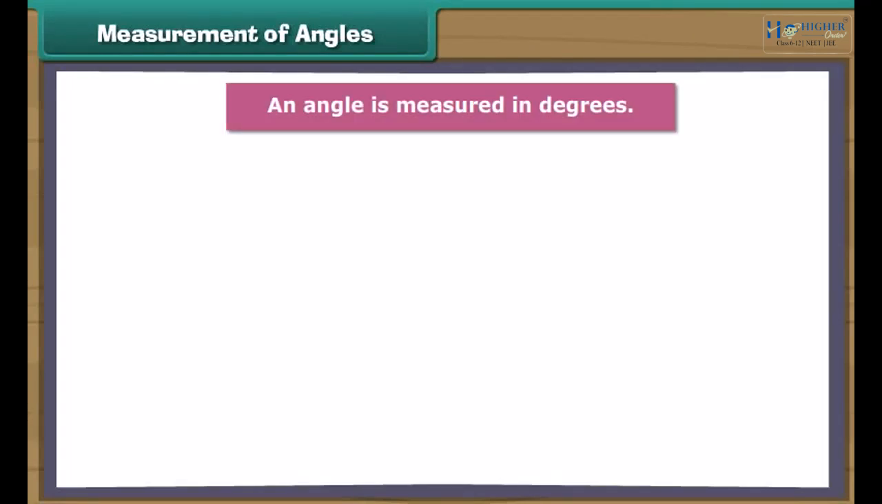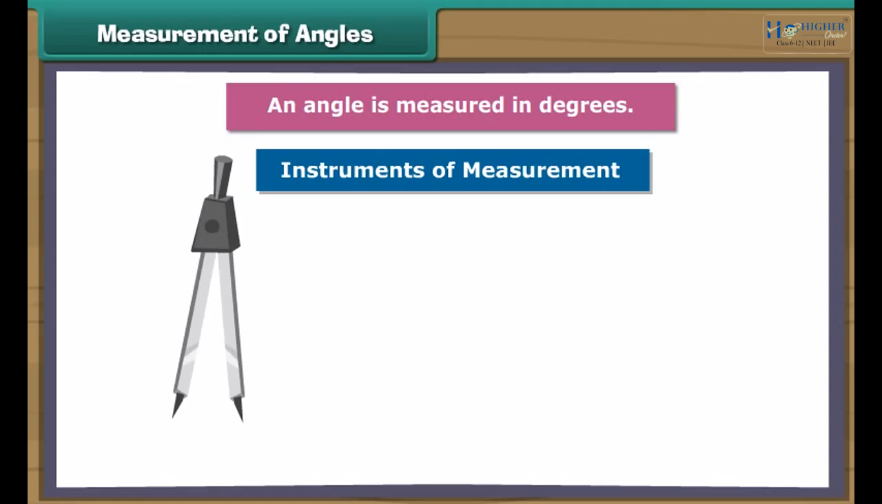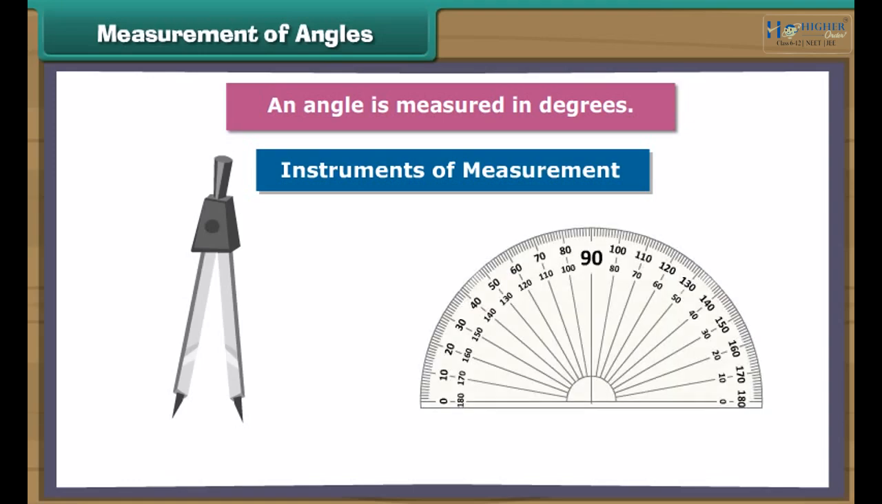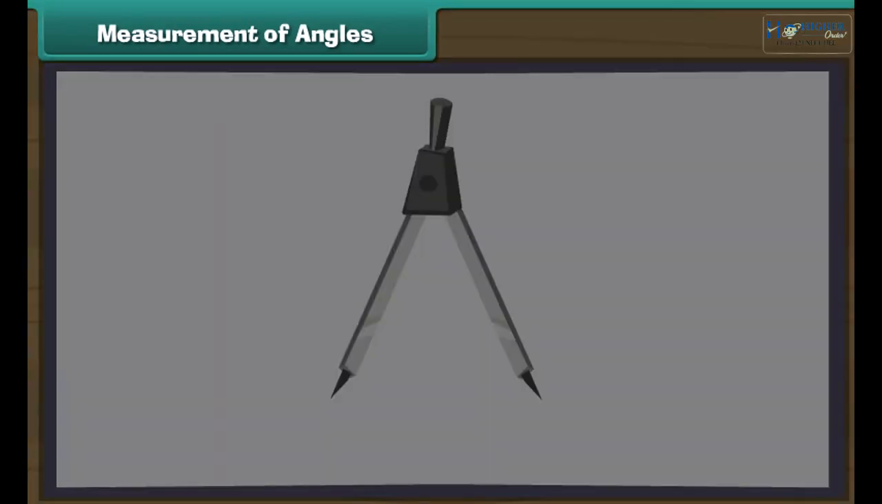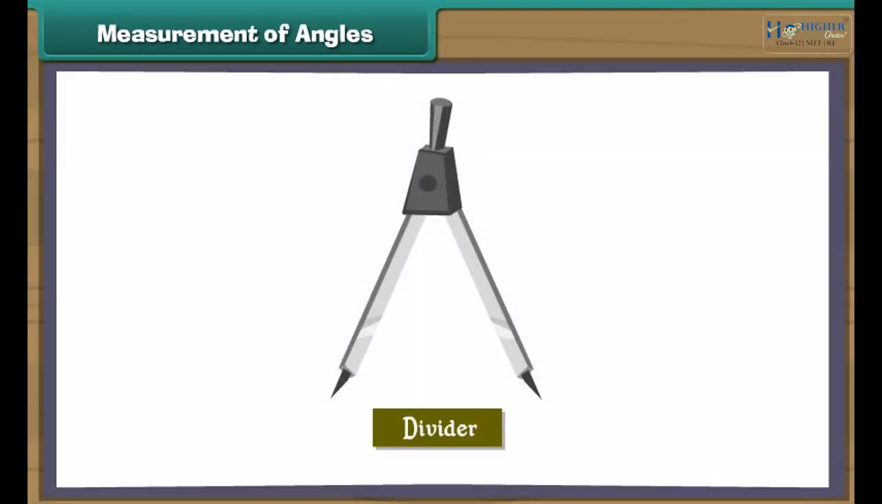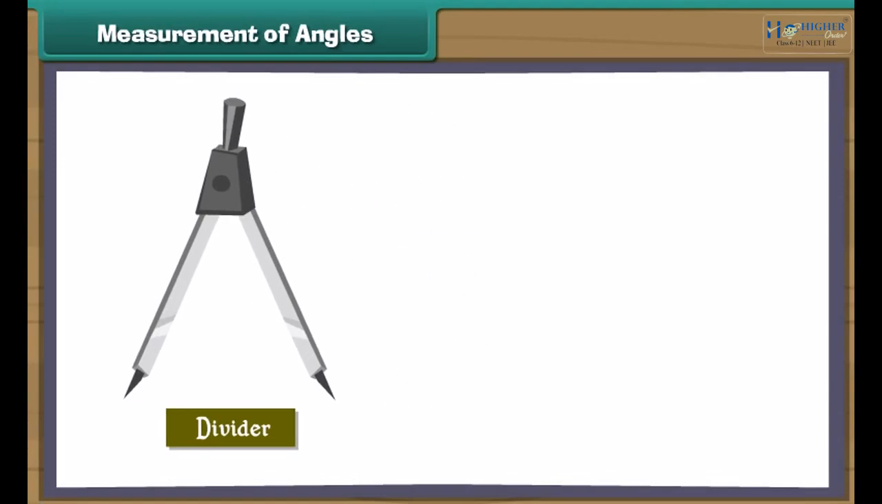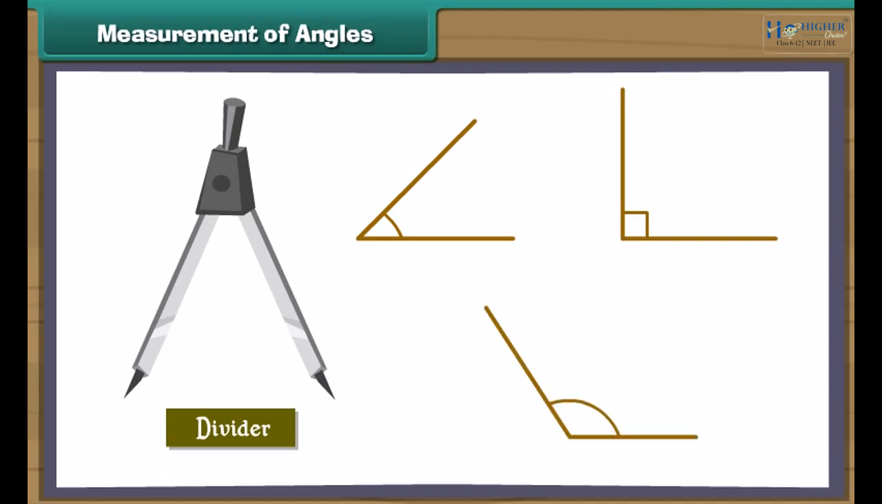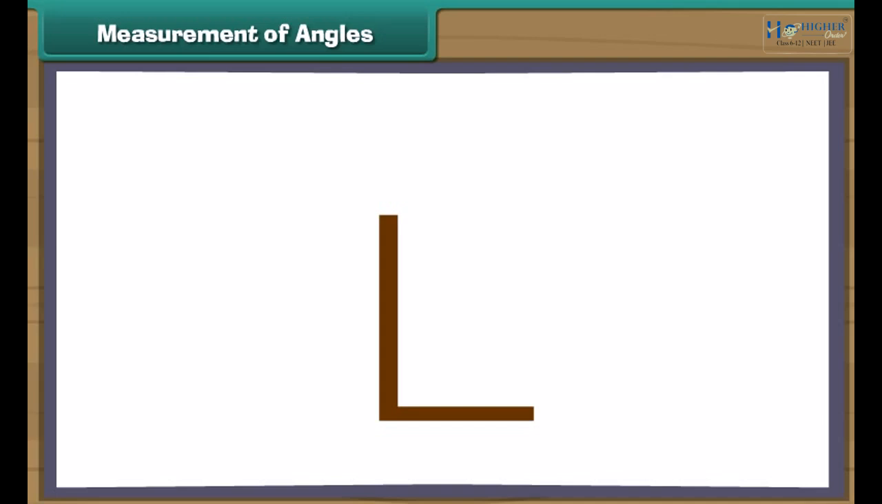Measurement of angles. An angle is measured in degrees. Let us now measure angles with 2 different instruments: a divider and a protractor. Look at this object. It is called the divider. We can use it to measure angles. Let us see how.